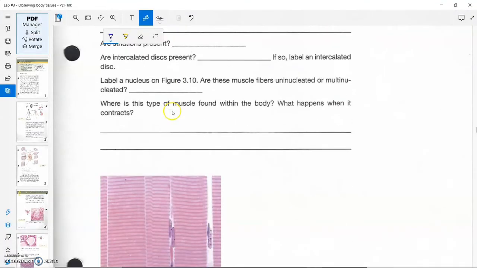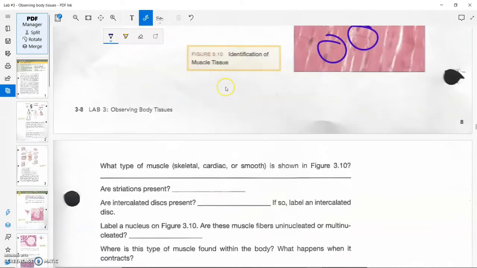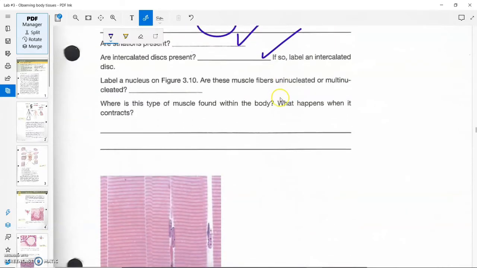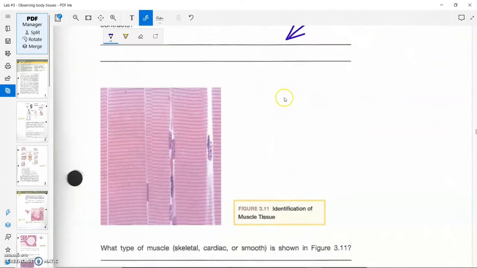Now it's going to be cardiac muscle. Striations, yes. Intercalated discs, yes. You can label the nuclei. So nuclei are pushed to the side. They're usually uninucleated. And it is found, of course, in the heart.